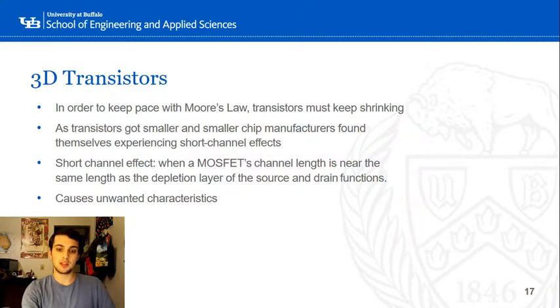So in order to keep pace with Moore's Law and shrinking devices, researchers had to come up with a new innovation, the three-dimensional transistor. As transistors got smaller and smaller, chip manufacturers found themselves experiencing short channel effects. A short channel effect is when a metal oxide semiconductor field effect transistor, or MOSFET, has a channel length near the same length as the depletion layer of the source and drain. These short channel effects can cause electron drift in the channel, and it can change the threshold voltage of the MOSFET.